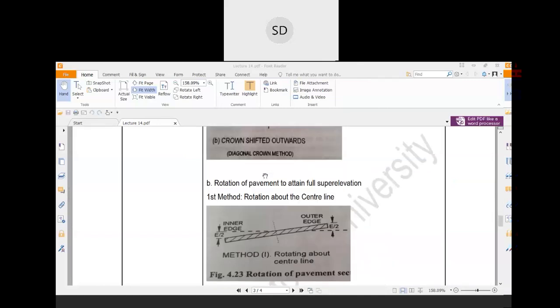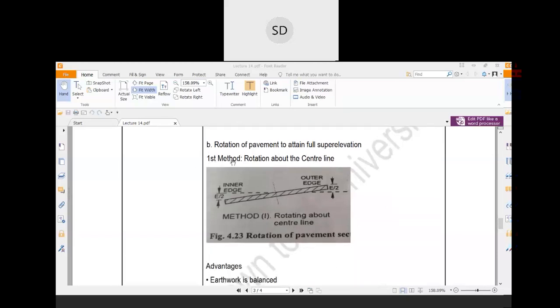Then another method is rotation of the pavement to attain the full super elevation. So here also the first method is rotation above the center line. So suppose that is your pavement section. You just rotate it. So suppose initially it would be like a straight line, and this is the axis. With that axis you just rotate it. Suppose this is the outer edge, this is the inner edge. So if you rotate this, how will it be? It will be like that.